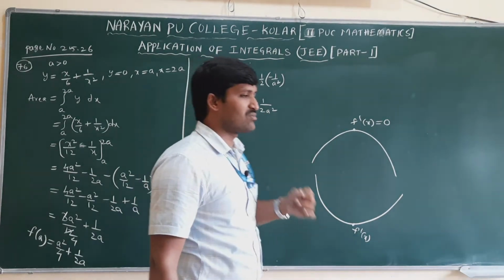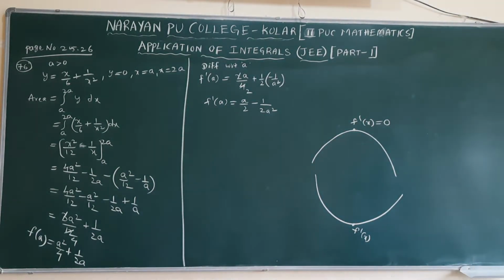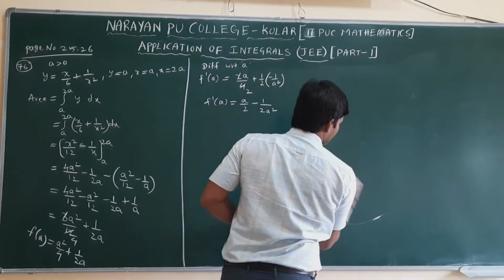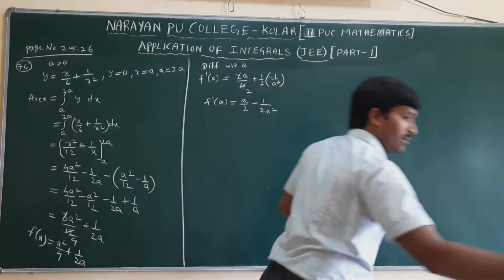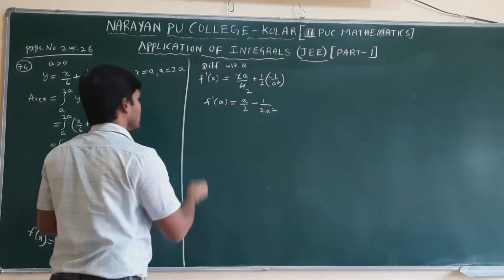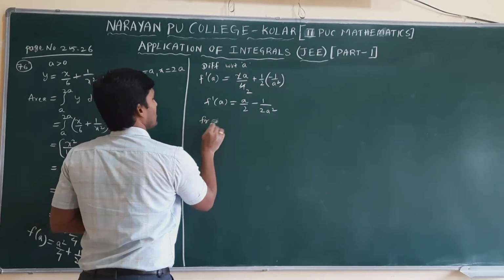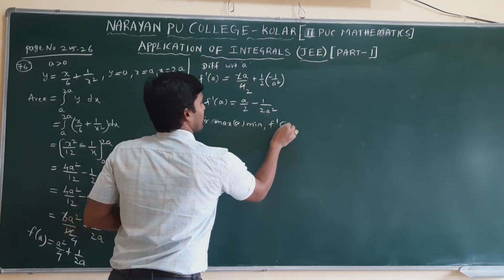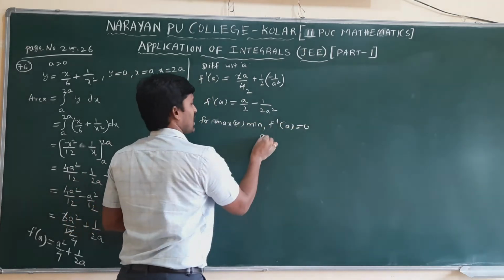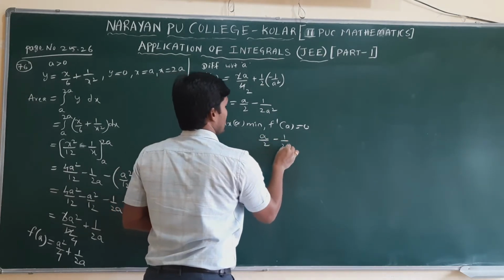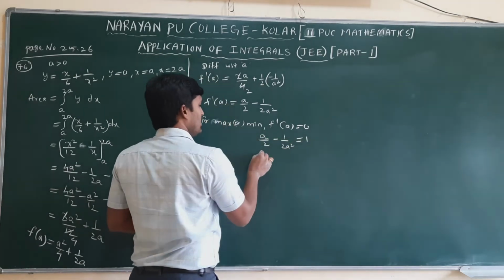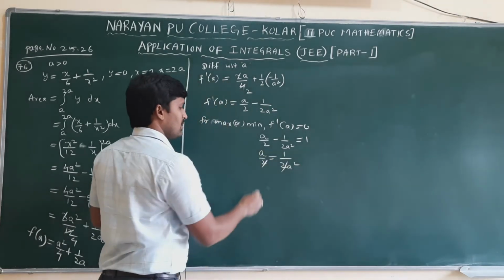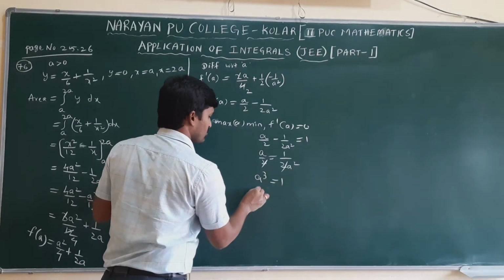That's why, to get the maximum or minimum value of f, we need to put f dash of x equal to 0. As per that concept we take f dash of a equal to 0, because they are asking only about the minimum value, the least value. So for maximum or minimum, f dash of a equals 0. Here we need to find the a value: a by 2 minus 1 by 2a square equals 0. A by 2 equals 1 by 2a square. Now 2 cancels, a cube equals 1.